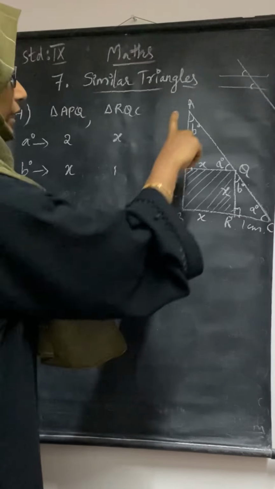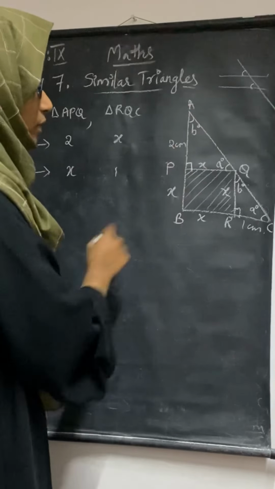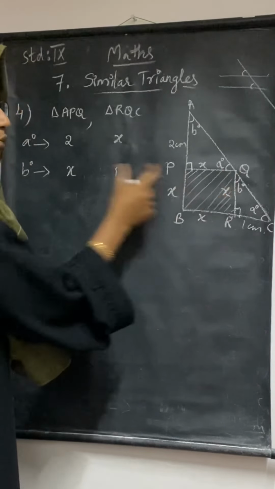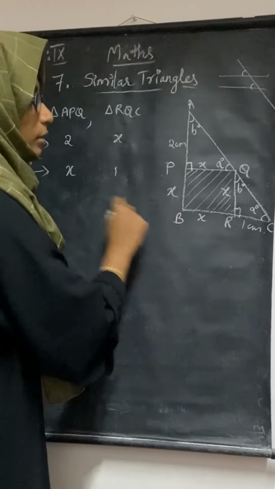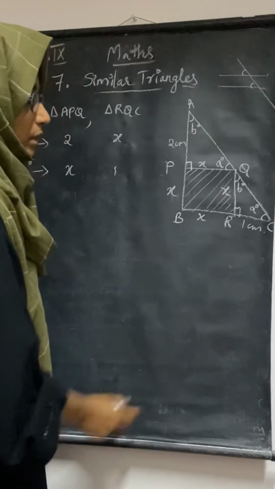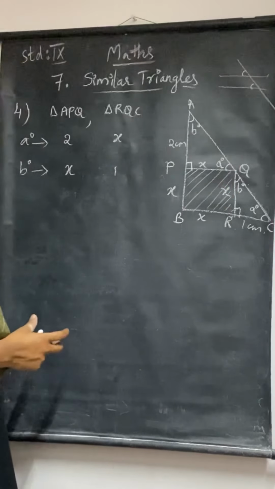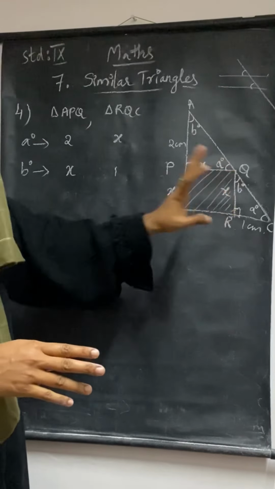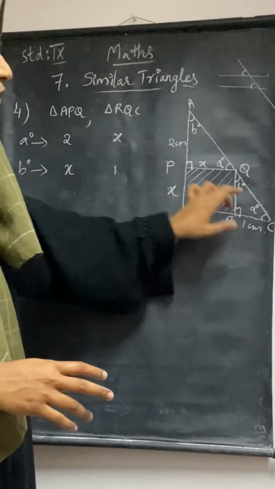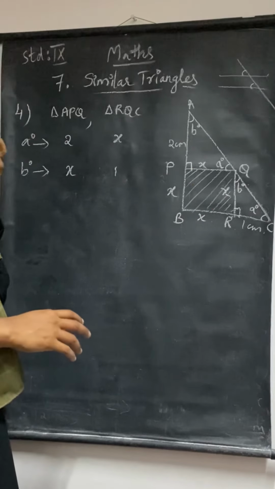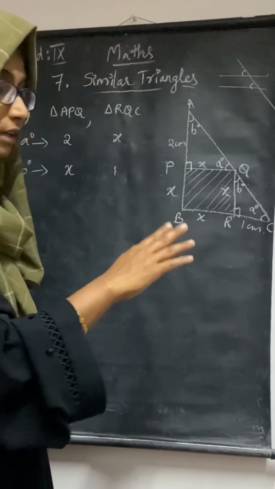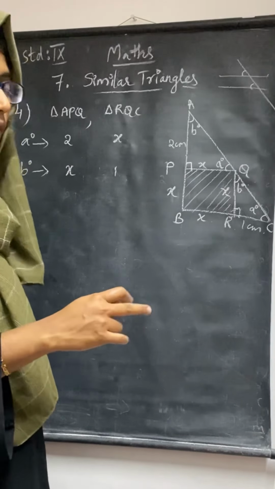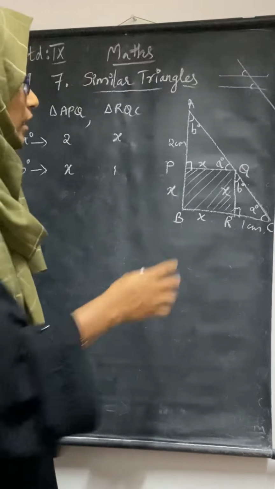Now, what are the things given here? This AP is given as 2. We can name the triangles ABC and PQR. This is a square, and this side is given as 2 cm and the small side is given as 1 cm. But the square's side is not given, and the angle is also not given. So you can see two triangles that look similar. Now we want to see whether they are similar or not. How can we say they are similar? If the 3 angles are equal, then we can say they are similar.